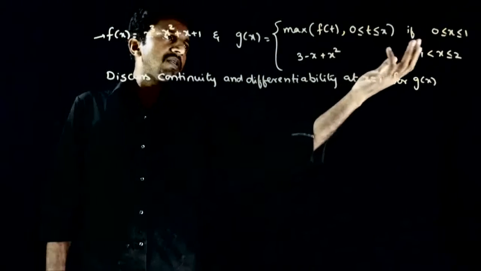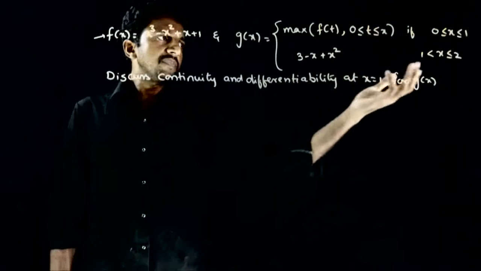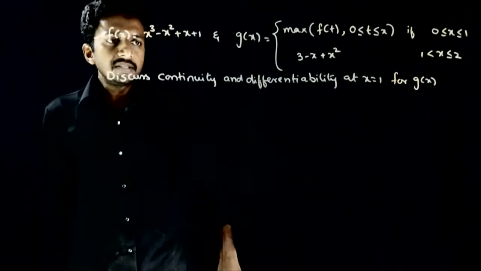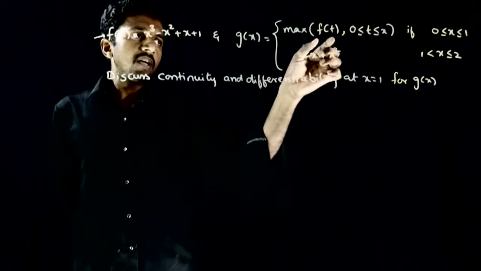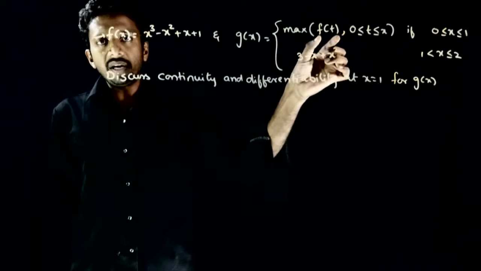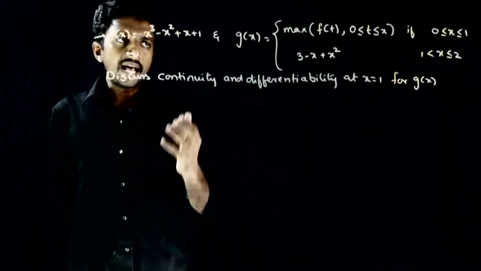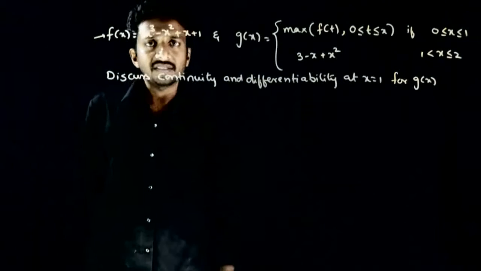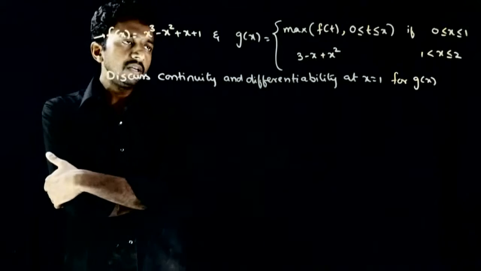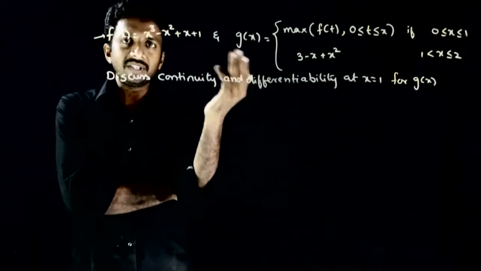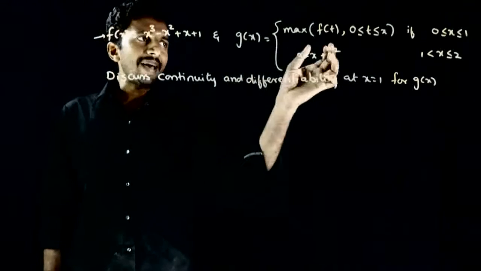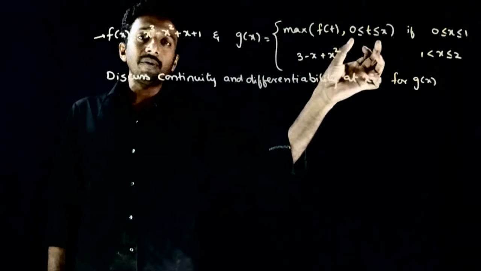So g of x is piecewise defined. 0 और 1 के बीच में ये वाला डेफिनेशन है, 1 और 2 के बीच में दिस इज द डेफिनेशन. सो एज यू कैन सी g of x का डेफिनेशन f of x का बिहेवियर पे डिपेंड कर रहे हैं. ठीक है. So you are asked to discuss the continuity and differentiability of this g of x at x is equal to 1. So before trying to analyze my g of x, I'll first try to analyze my f of x, क्योंकि g of x is maximum of f of t between 0 and x.